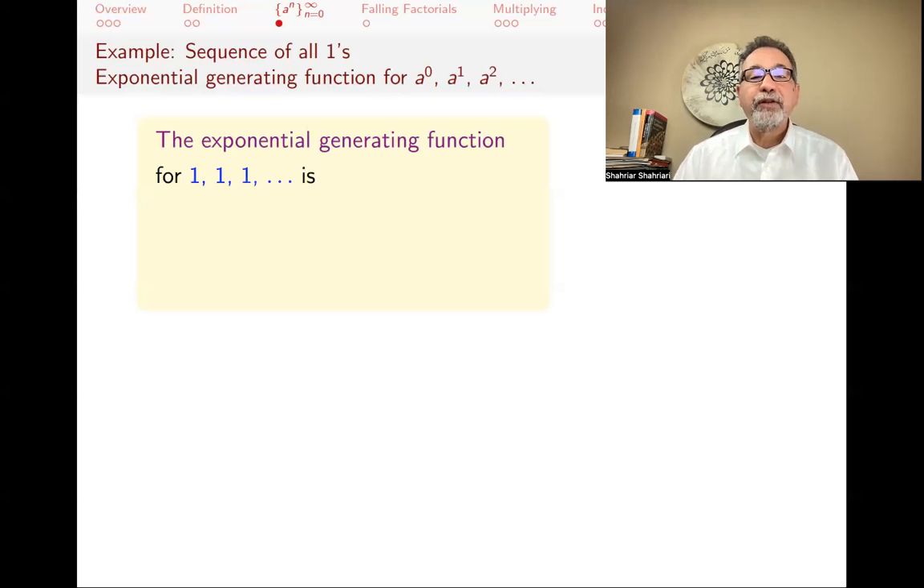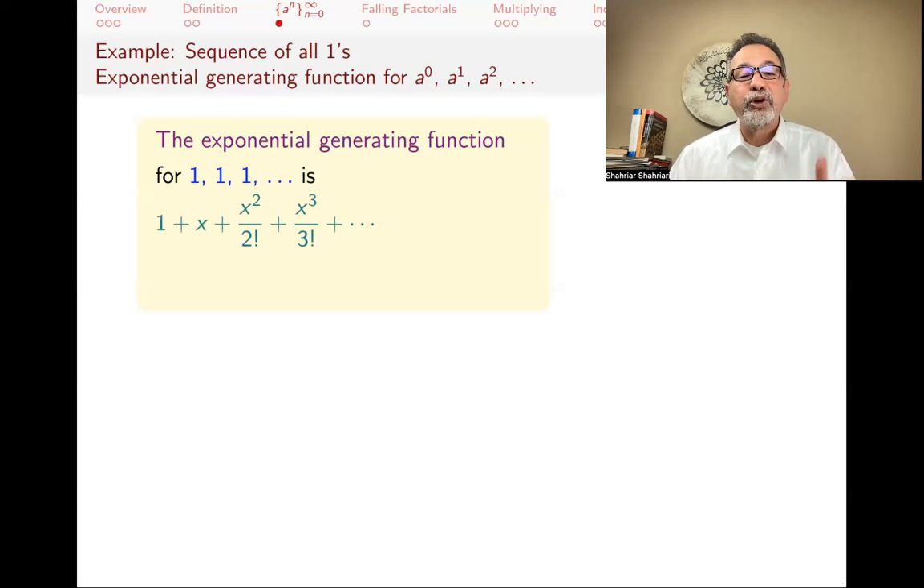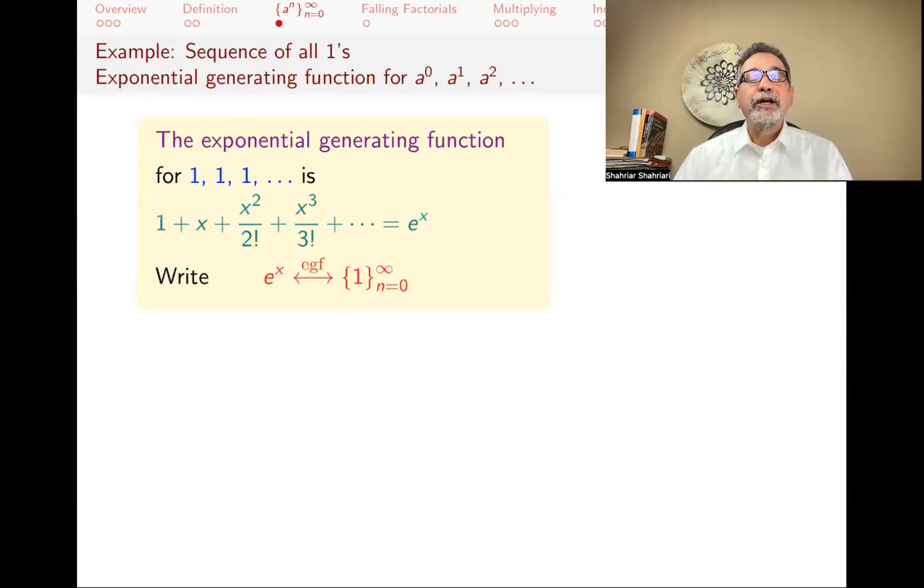So the exponential generating function of all ones, what is that? In the case of ordinary generating functions, we saw 1 plus x plus x squared plus x cubed and so on was 1 over 1 minus x, and that ended up being really important. In this case, it's going to be 1 plus x plus x squared over 2 factorial plus x cubed over 3 factorial and so on. And if you remember your calculus, this is the power series of e to the x. So the closed form for that is e to the x. So e to the x is the exponential generating function for the sequence of all ones.